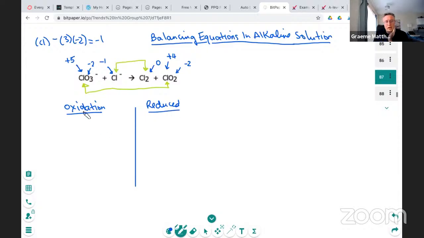So I'm going to put that because this is reduced. I've got ClO3 minus going down to ClO2, so it's going to be reduced. And on this side, I've got Cl minus going up to Cl2. All I've done, like I did last time, was take the equation and break it down into 2 half reactions.